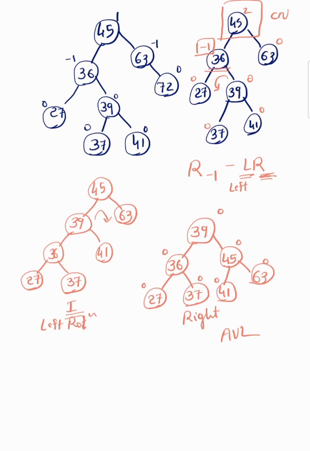So yeah, in this lecture I have explained you the rotation, right? R0, R1, R minus 1 rotation, right? R0 rotation is your LL rotation, R1 rotation again it's an LL rotation, and R minus 1 rotation, that is your LR rotation. That means these both are single rotation, and this is your double rotation.